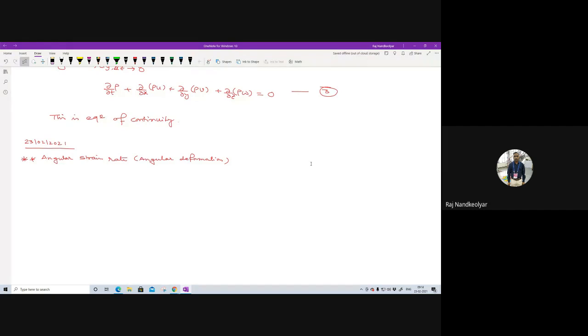Okay. So the angular strain rate or the rate of shear strain is actually the rate of change of the angle between any two line elements which were perpendicular to each other at some previous time. Okay. So let us suppose there is a fluid element, and so I'm going to draw a figure. Let us consider this two-dimensional fluid element.